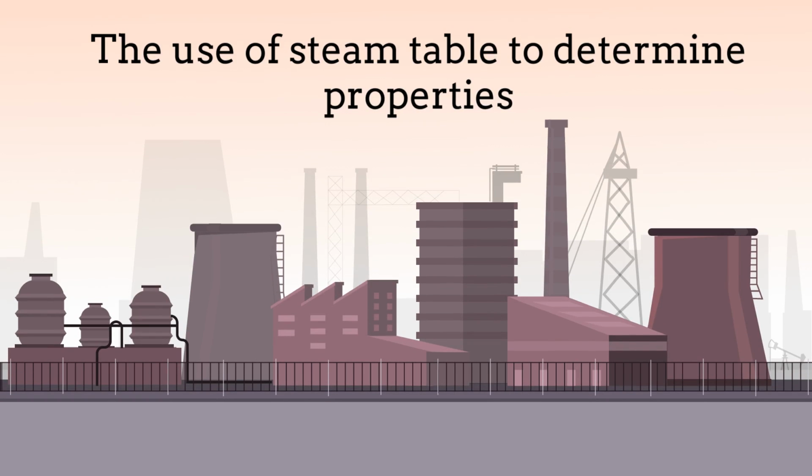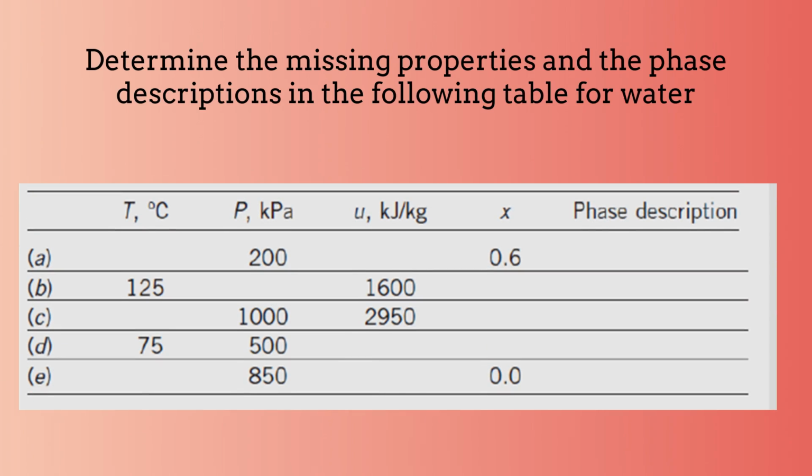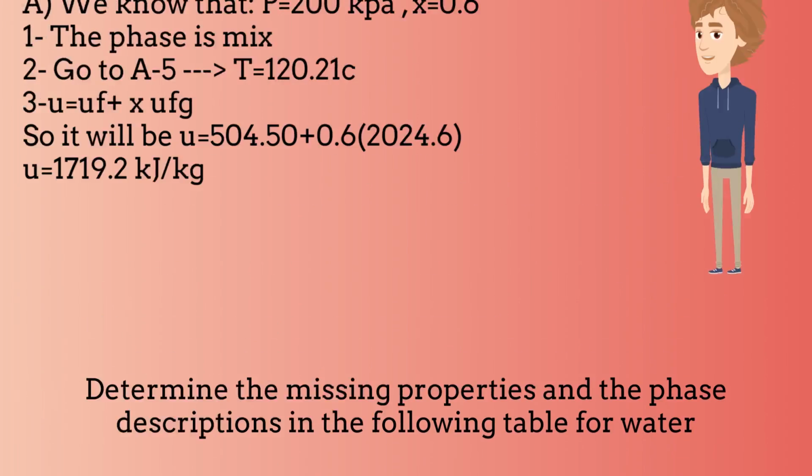And now we will talk about the use of steam tables to determine properties. We have this question: determine the missing properties and the phase descriptions in the following table for water. We can see in the table that T is the temperature, P is the pressure, U is the internal energy, x is the quality, and then the phase description. Also we have A, B, C, D and E.